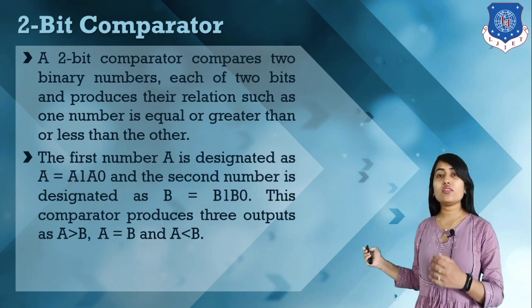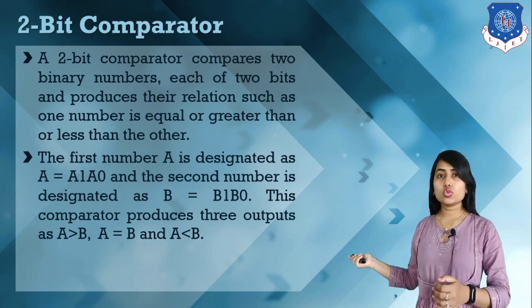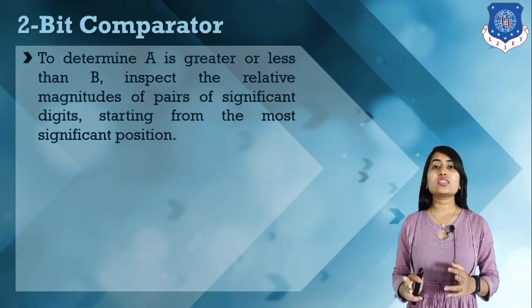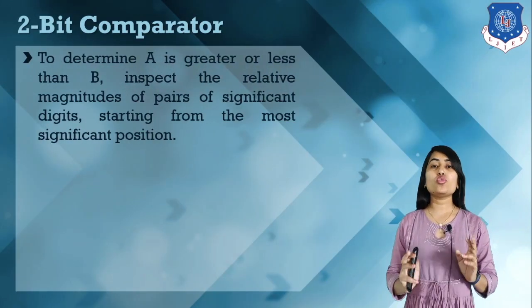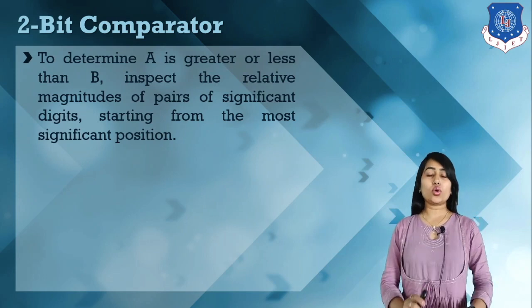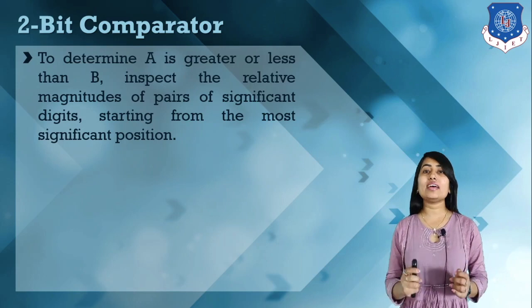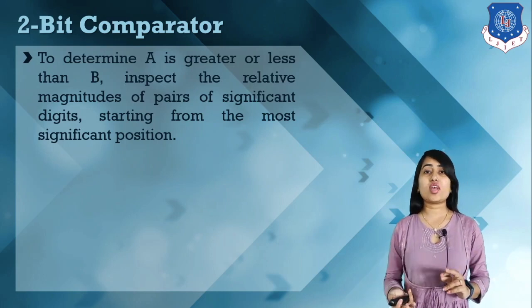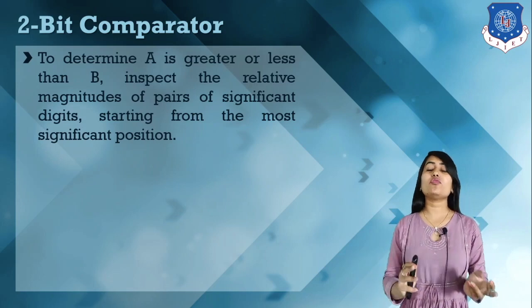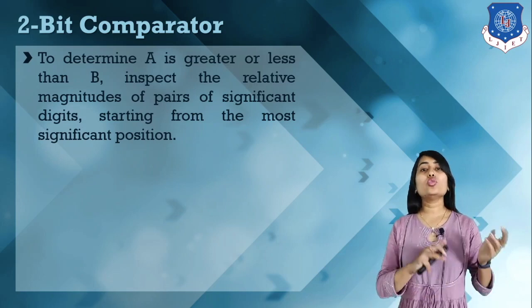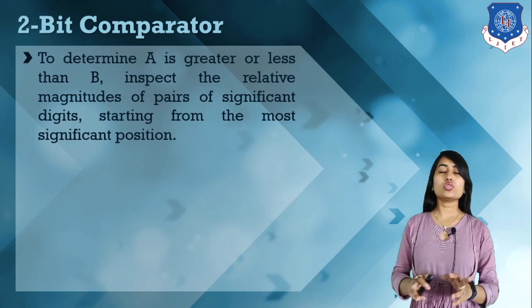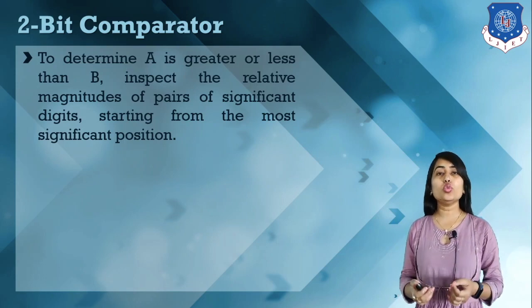Here we have the 2-bit comparator truth table. As we discussed, to determine the comparison of A and B, we first compare the MSB. If we know the number is greater or less from the MSB, then we can write that the number is greater or less, but if equal, then we go with the next digits.